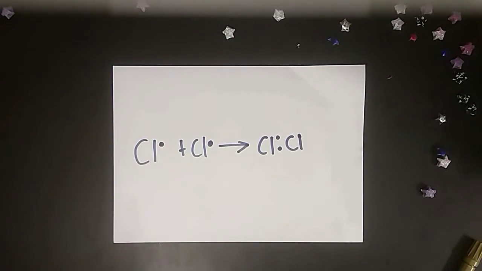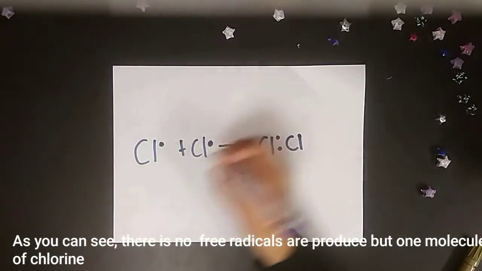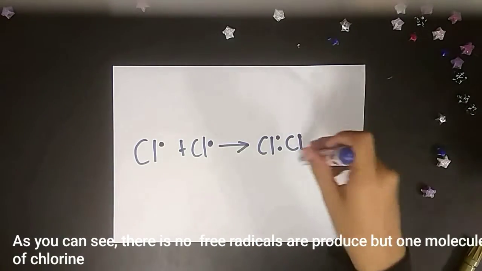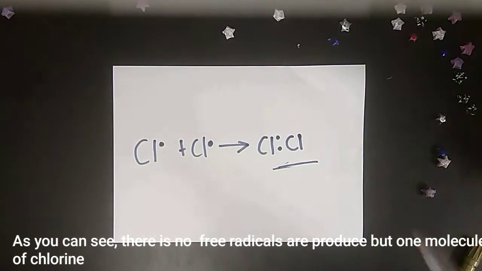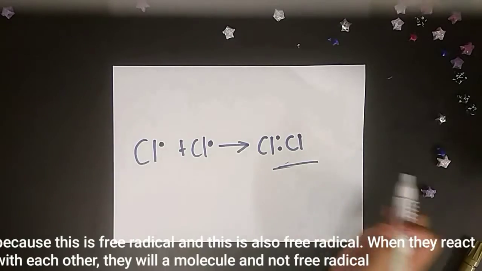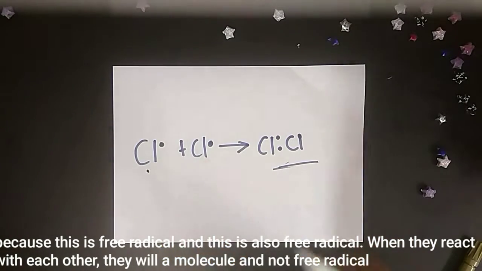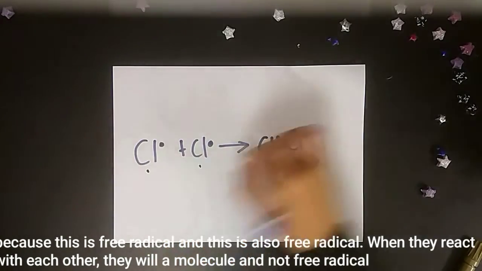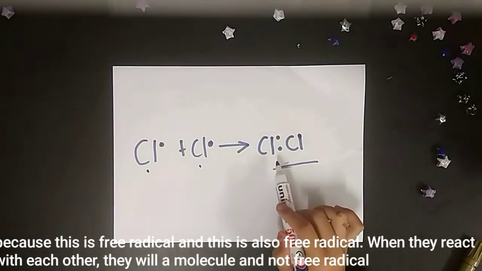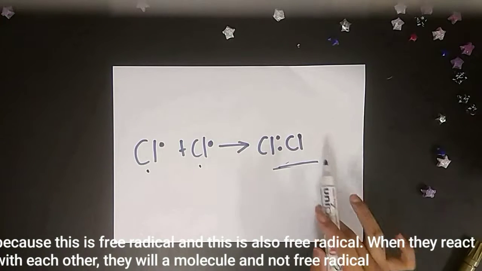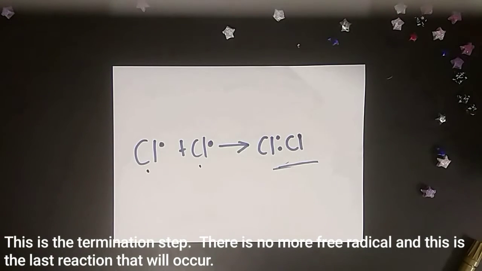Okay, so as you can see, no free radicals are formed. There are no free radicals produced by the molecule of the fluorine, because this is a free radical and this is a free radical. When they react with each other, they will form molecules and not free radicals. So this is the termination step. There are no more free radicals, and this is the last reaction that occurs.